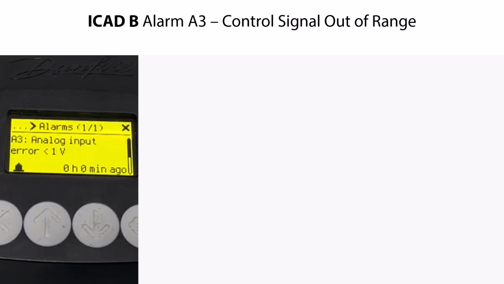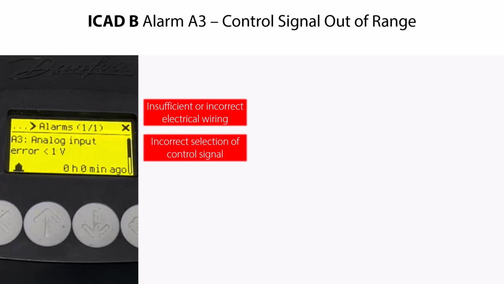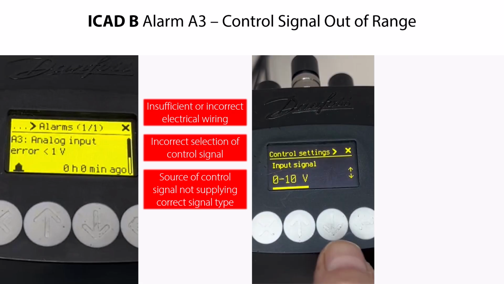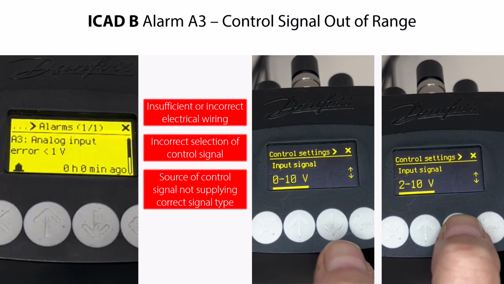The ICAD B alarm A3 is triggered if the control signal is out of the range of the selected values. The most common causes of this problem are insufficient or incorrect electrical wiring, incorrect selection of control signal, or the source of the control signal not supplying the correct type of signal. It is important to pay attention to the stability of an analog signal. If, for example, 0 to 10 volt is used, then we recommend to use 2 to 10 volt instead to avoid the low end voltage with highest risk of interference.